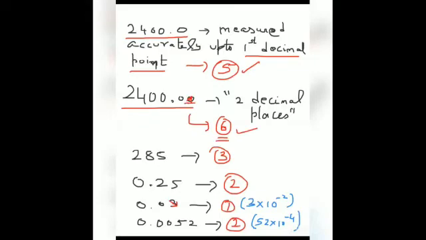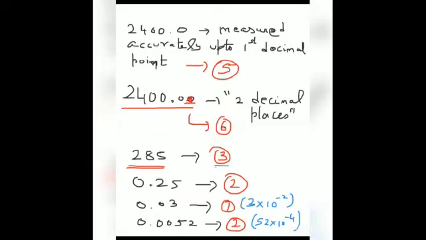Now, let us see the rules for writing the number of significant figures. There are certain rules by which we can decide how to write the number of significant figures. First point is, all non-zero digits are significant. For example, if you take the number 285, there is no zero in that. It has 3 digits, so all 3 are significant.